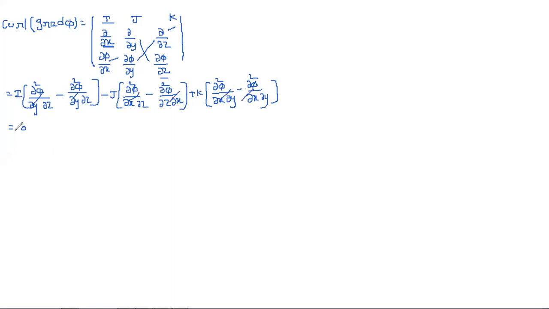Zero vector. So in other words, we can write: therefore curl of grad phi is equal to 0 bar, which means grad phi is irrotational. Grad phi is an irrotational vector. So just you need to remember the concept, then you can solve whatever problem they may ask. Okay. Next.